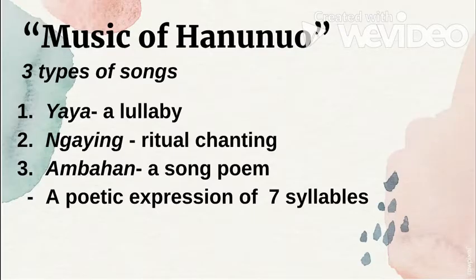Okay, so let's proceed to the music of the Hanunuo. The music of the Hanunuo has three types of songs. First, we have Yaya. Yaya is a type of song for a lullaby. Ngaying is a ritual chanting. Just like what I said a while ago, one of their traditions is ritual. They always do ritual chanting. And lastly, Ambahan. It's a poetic song, a song poem, or a poetic expression of 7 syllables. So there are only 7 syllables.